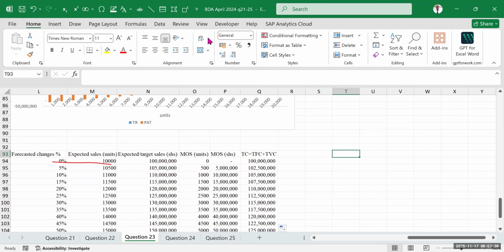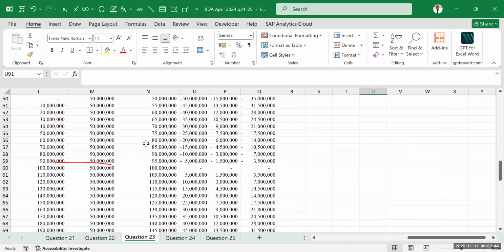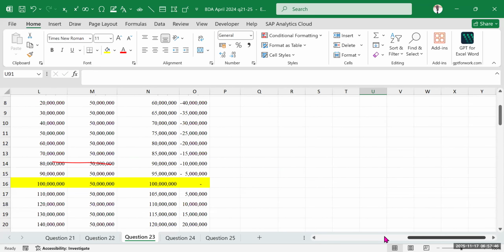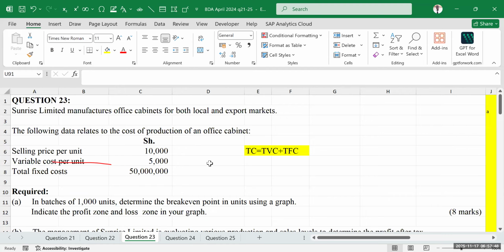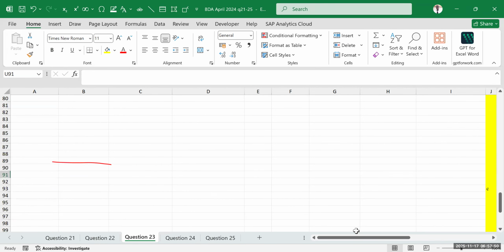Ask about a specific part. Total fixed cost was given. That one is not changing. It was given in the question. Oh, total cost. I mean total cost.